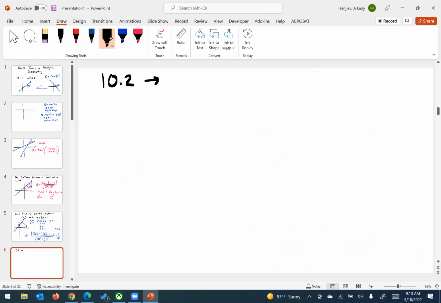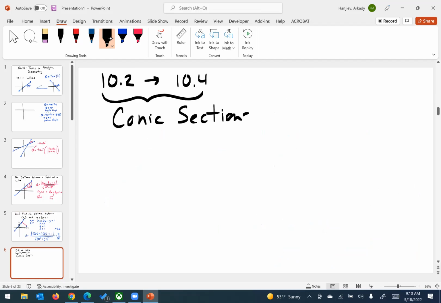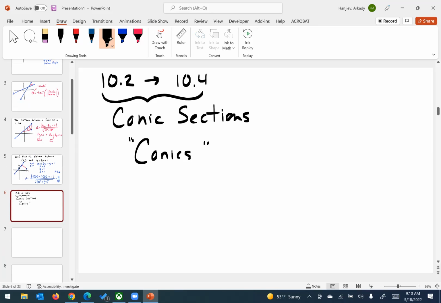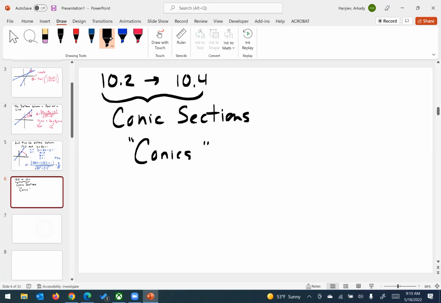What did we say? Okay, from 10.2 to 10.4, we call this conic sections. See, Joe's excited. See, they're called conic sections, or for short, kind of like the slang term, just conics. Whoa, what is that? Okay, good there. Let's intro, because this is a cool little thing to sort of see.